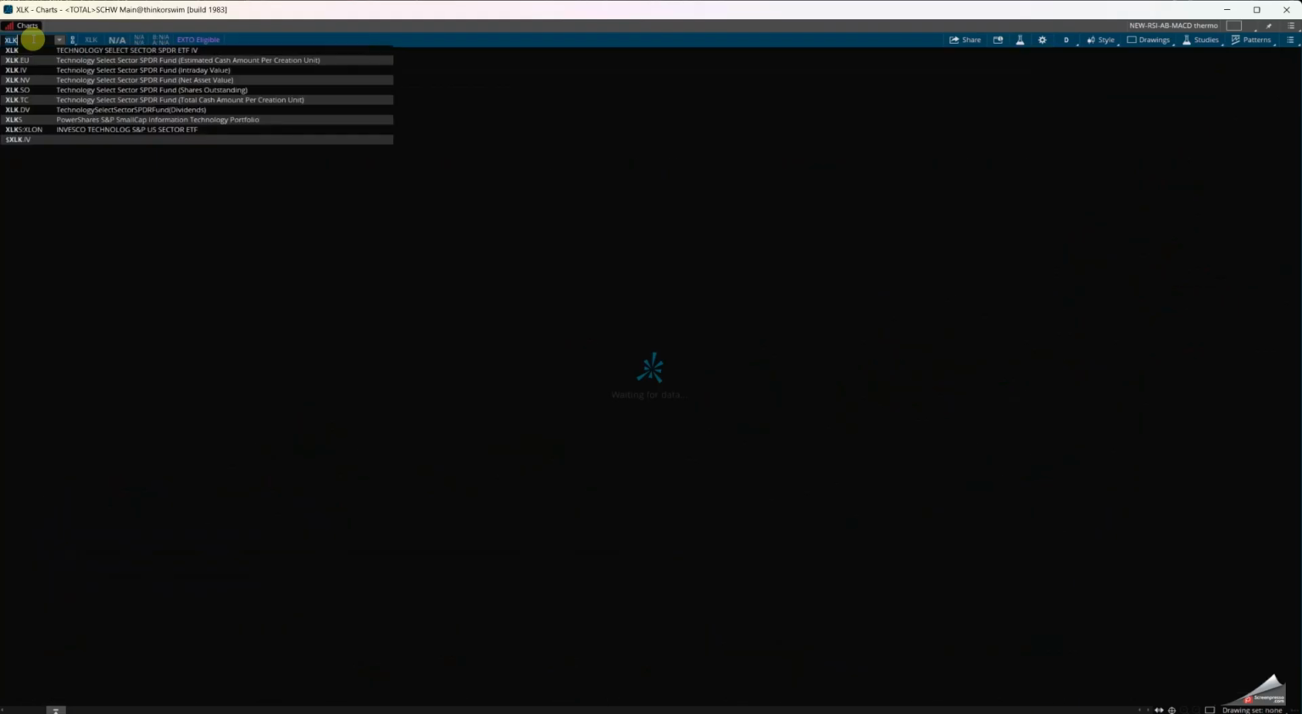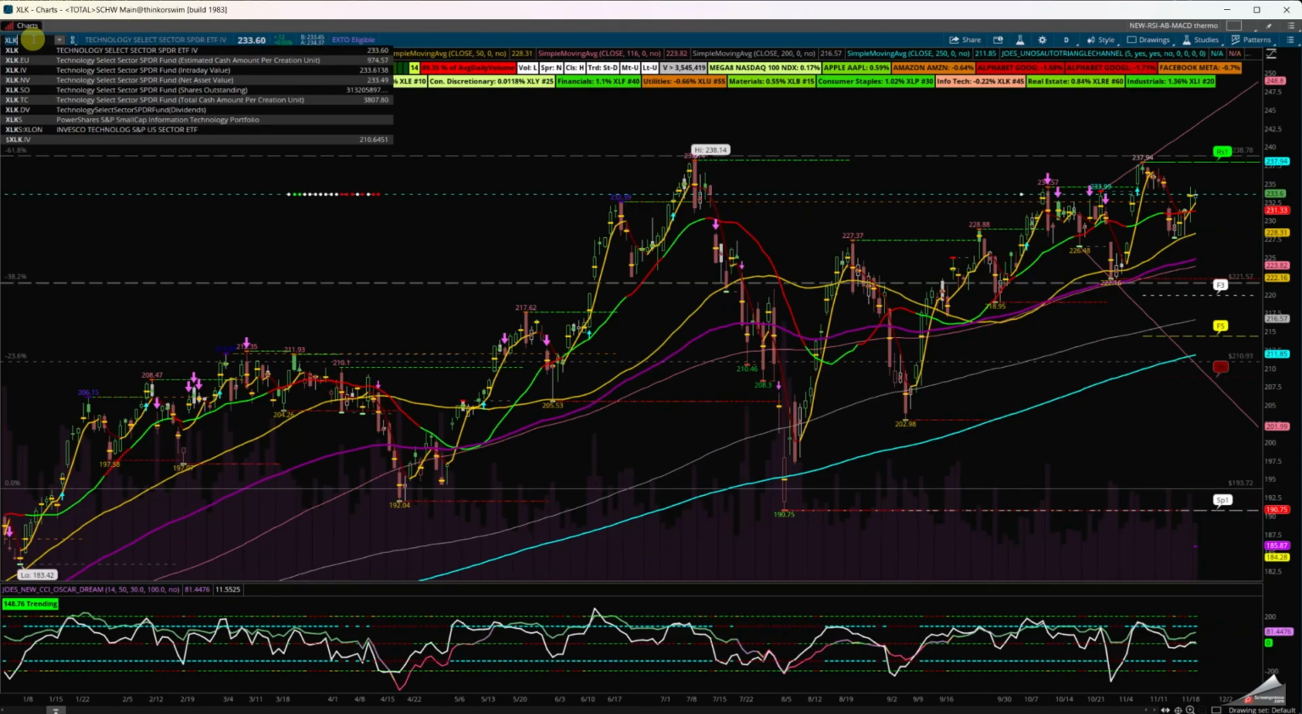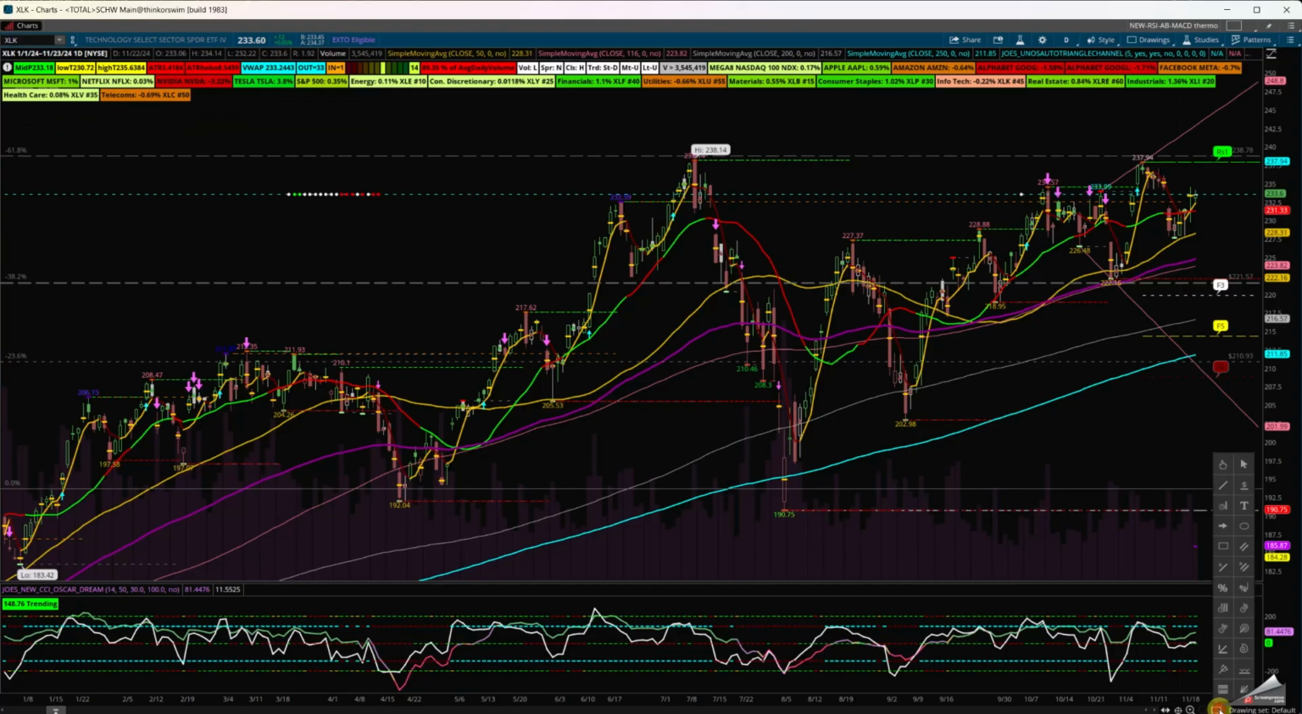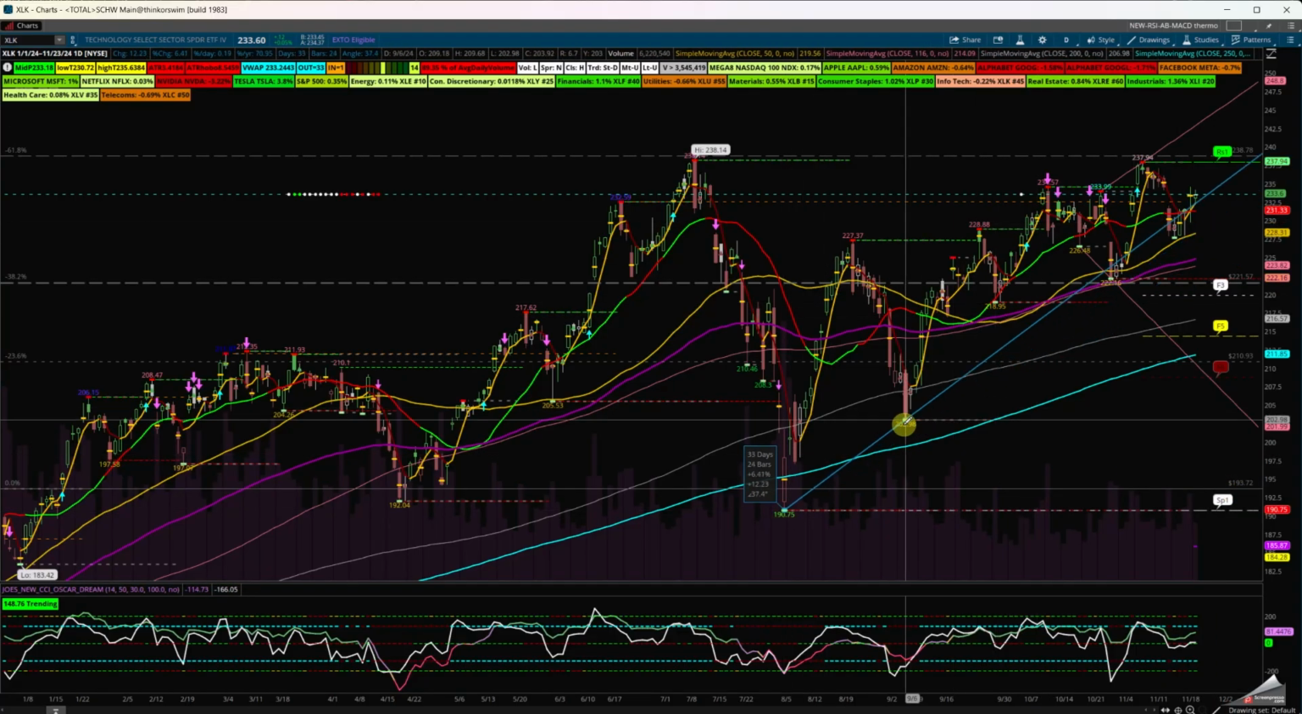The XLK in the tech sector, you can see that the tech sector is showing a little bit of weakness and strength in it. At the same time, we're still in an uptrend. If I get a linear regression uptrend channel and I hand draw it from here to here, you can see that we broke down out of it.